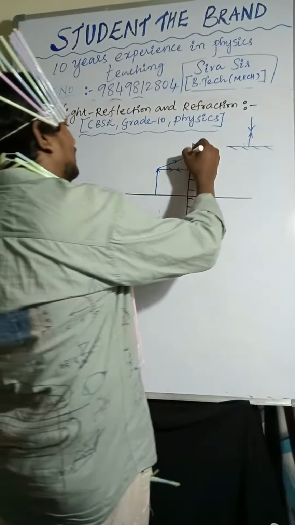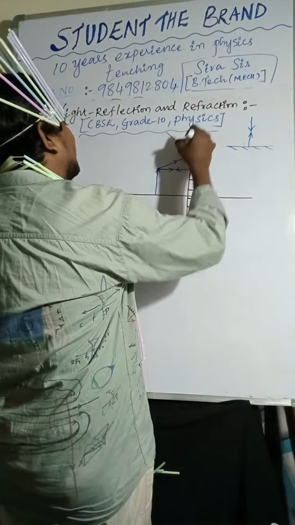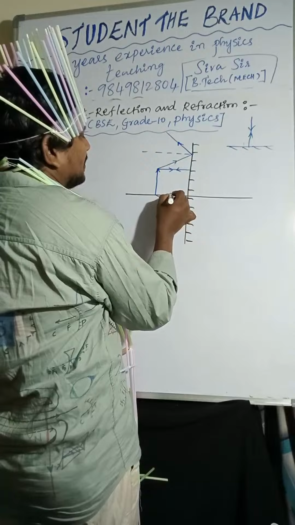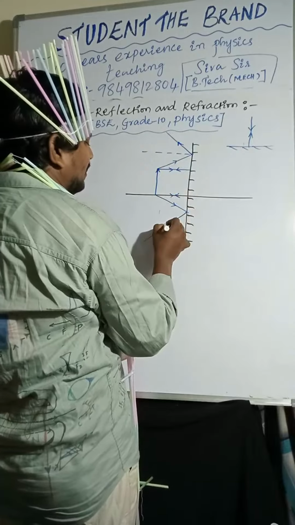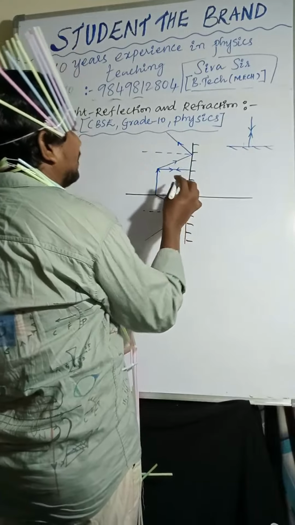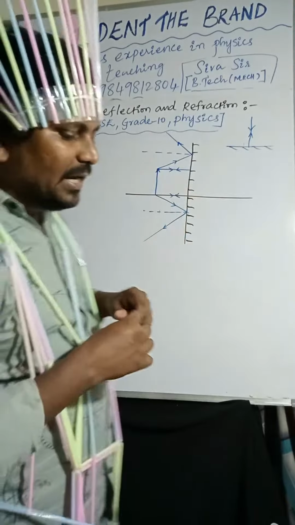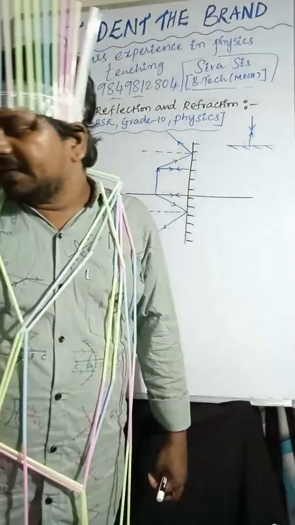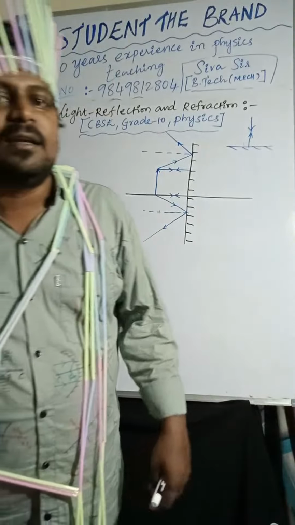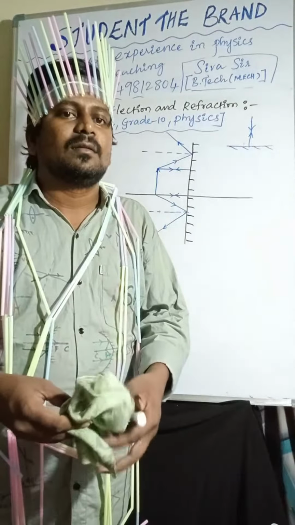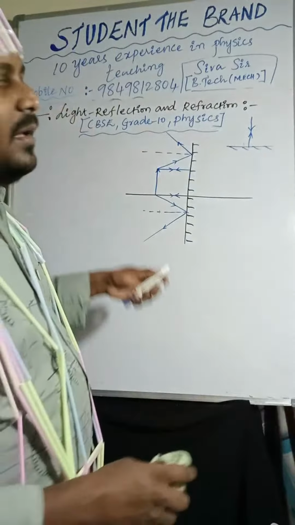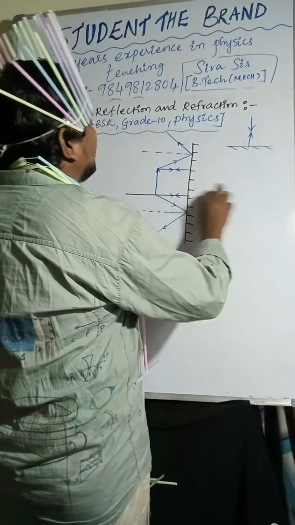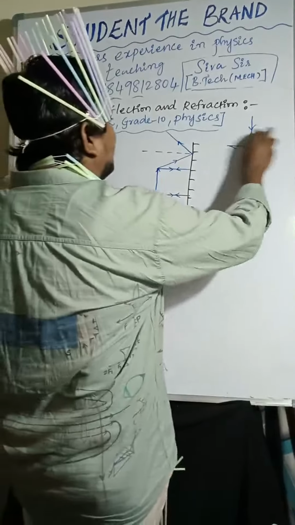Like that, if you are taking along this one, this is a reflected ray. I'm taking this as a normal line, and I'm considering one more reflected ray here. So this is a normal line. If you are extending, how many light rays are required to form the image of the object? Minimum 2 light rays are required to form the image of the object.